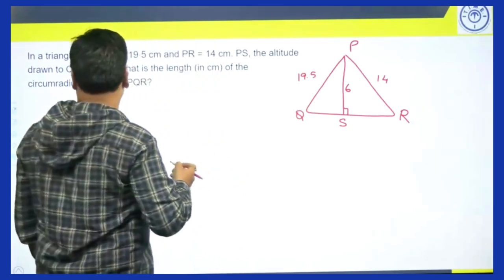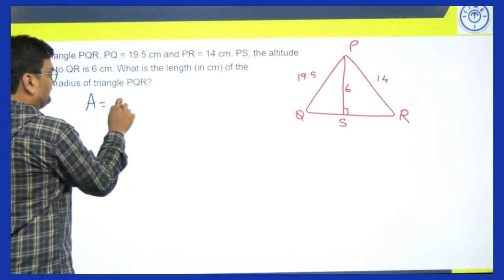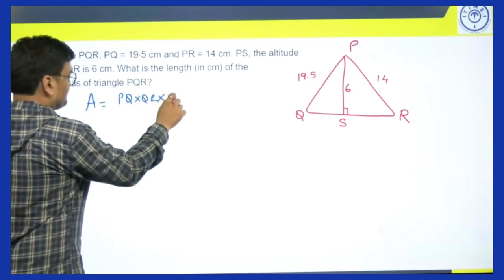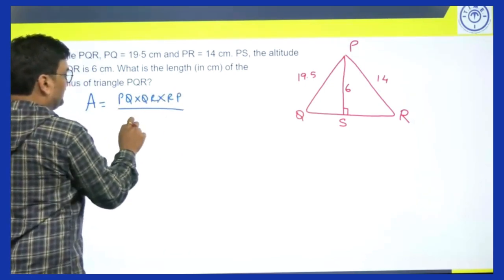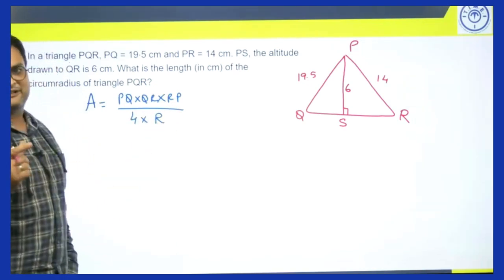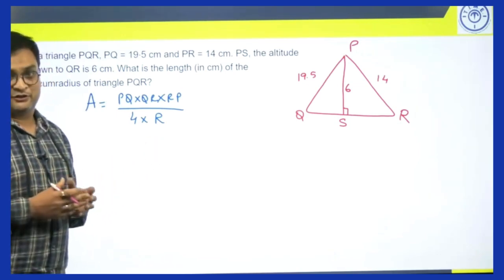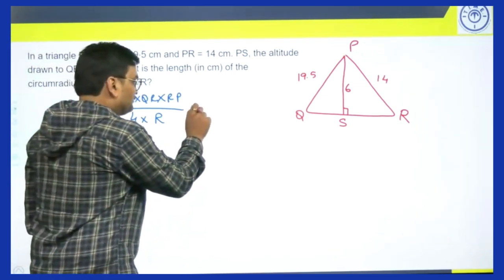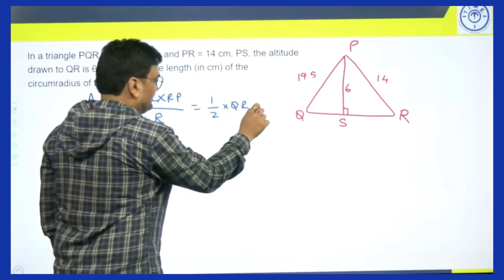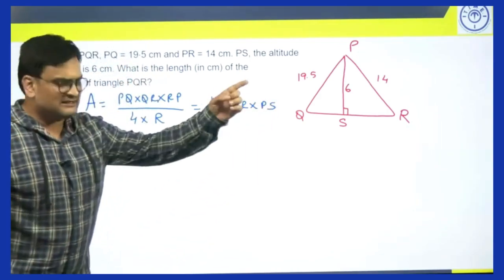It goes like this. Observe, area of a triangle can be written as product of the three sides upon 4 times the circumradius, capital R is the circumradius. This is how you can find out the area also. This is also equal to what? Half base into the height, which is PS, because the height PS is known, so I will take the base as QR.